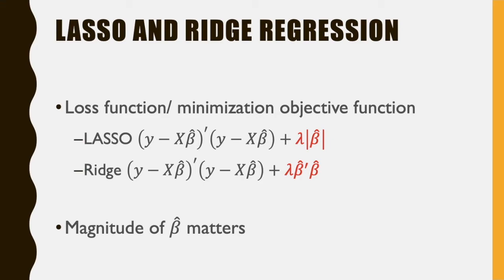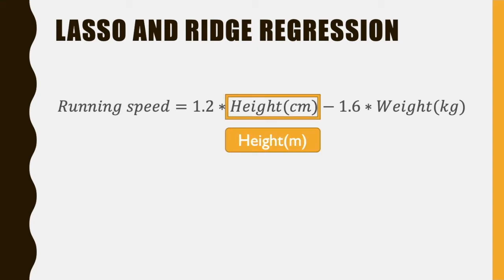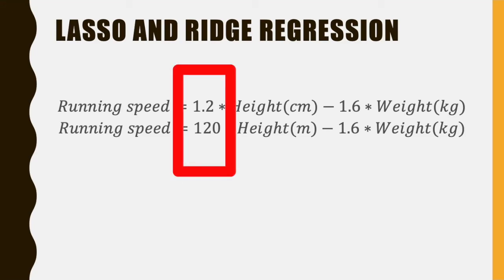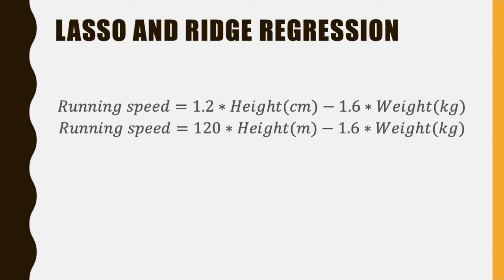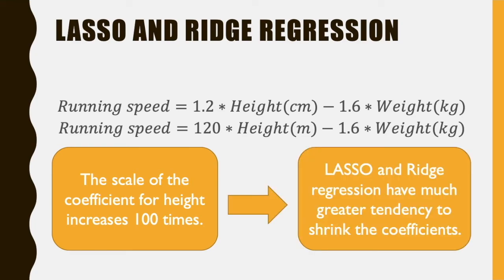For example, assume a model where the running speed of a person is 1.2 multiplied by his or her height in centimeters minus 1.6 multiplied by his or her weight in kilograms. If we change the unit of height from centimeters to meters, the height variable goes from a scale of 100 to 1. Therefore, the corresponding coefficient, or the beta value, increases from 1.2 to 120. Imagine that we do a LASSO or ridge regression for data related to this model and the beta value for height increases 100 times. Then LASSO and ridge will have a much greater incentive to shrink the beta value for height.